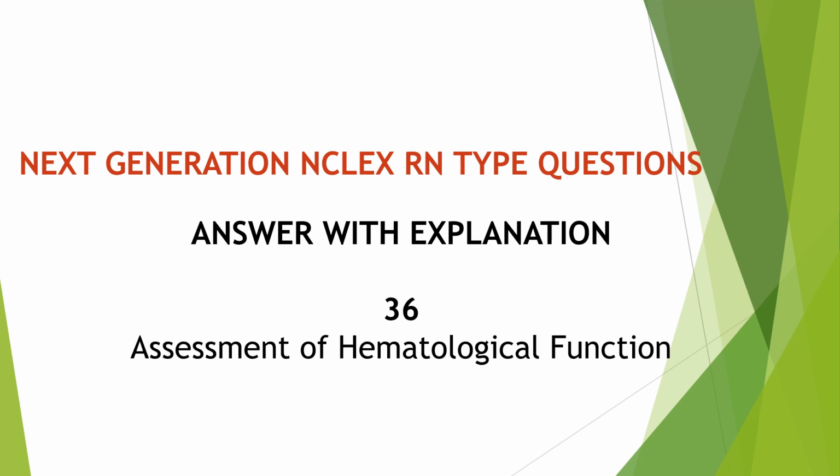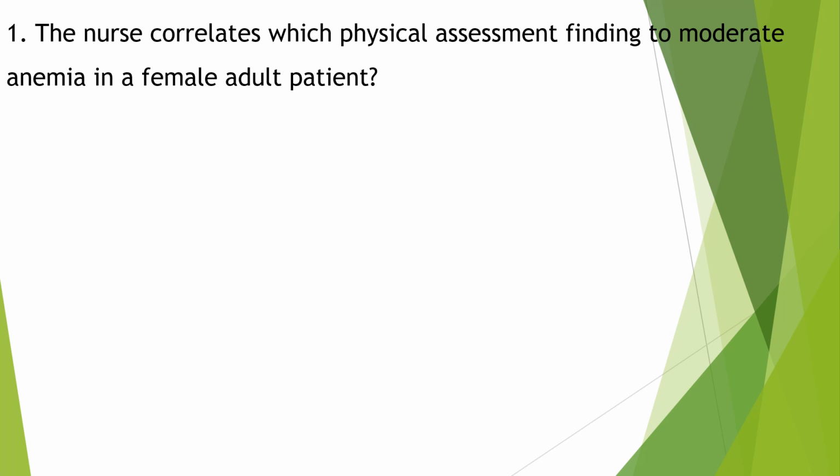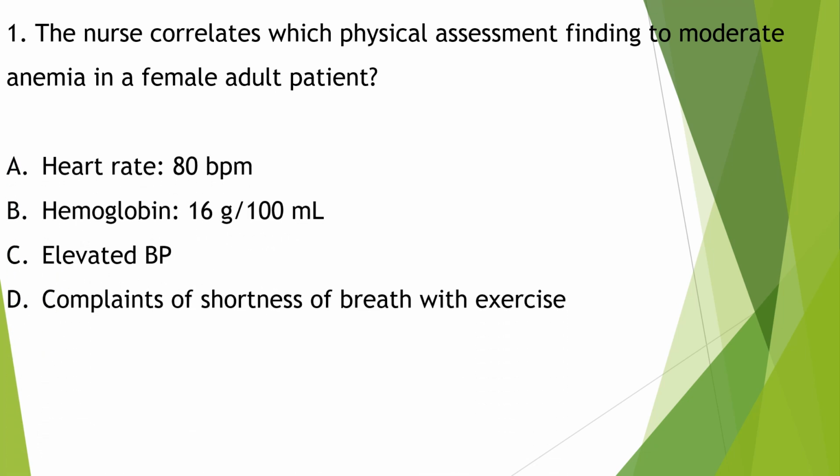Let's see an NCLEX RN video based on assessment of hematological function. The nurse correlates which physical assessment finding to moderate anemia in a female adult patient: heart rate 80 beats per minute, hemoglobin 16 gram per 100 ml, elevated BP, complaints of shortness of breath with exercise. So here the patient is having anemia and patient is a female.